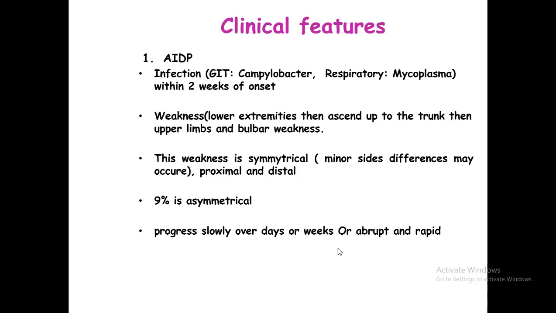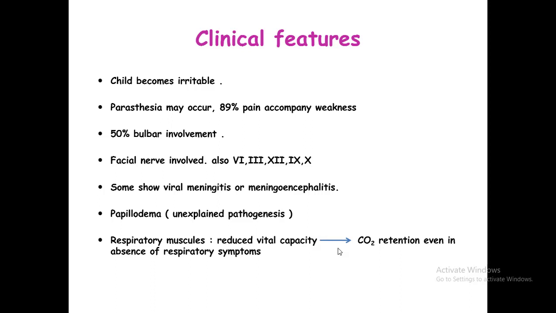and then ascending to the trunk and the upper limbs, and after that it causes bulbar weakness. It is symmetrical or relatively symmetrical, but in 9% it is asymmetrical and should be differentiated from other causes of asymmetrical or unilateral acute flaccid paralysis. It could be abrupt or rapid. The child is irritable because of the sensory changes.